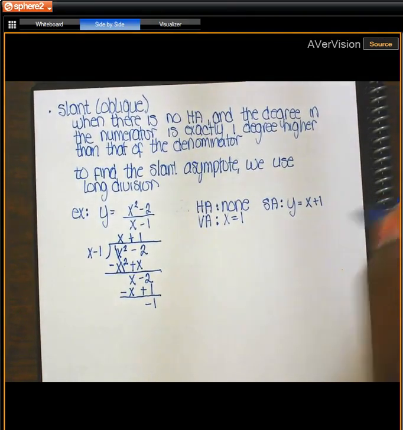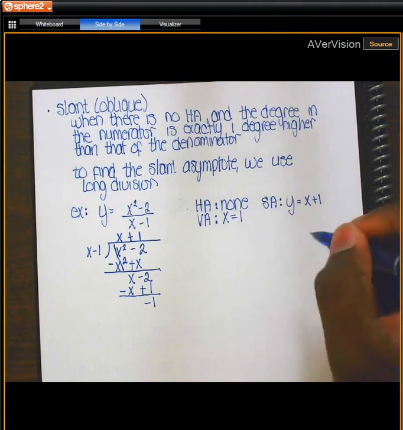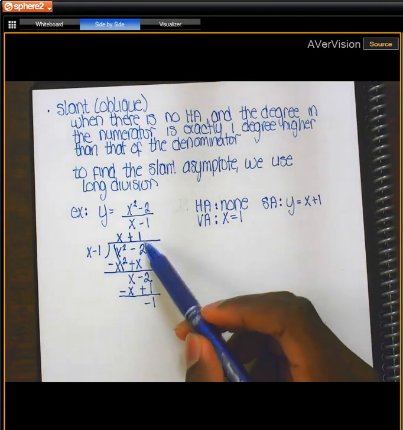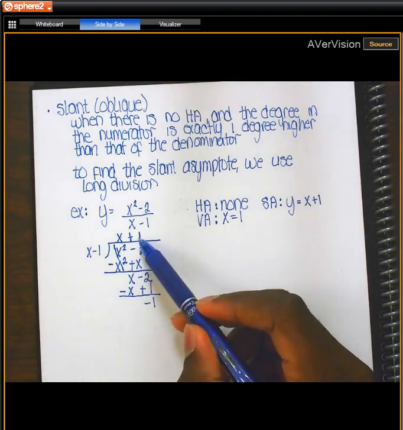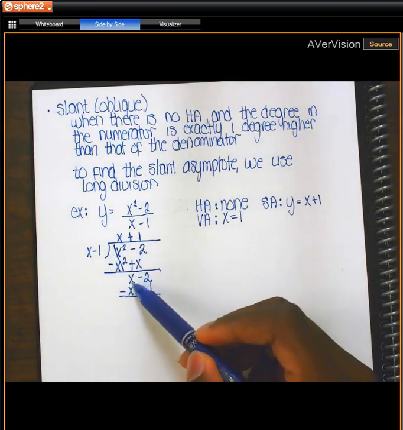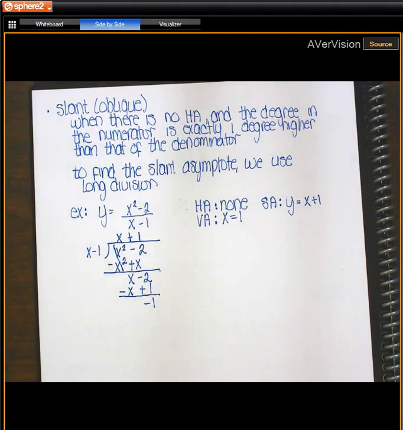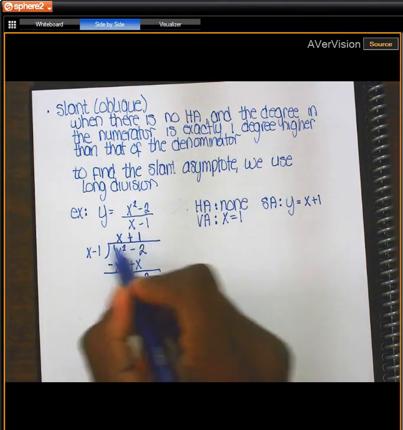Do you guys remember this? Because we had to multiply x by +1 to get positive x. That's a good question. So our answer is whatever's up here.